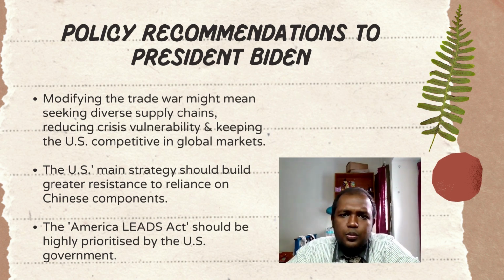So as a policy recommendation to President Biden's administration, we recommend that modifying the trade war and economic policies might mean seeking diverse supply chains, reducing crisis vulnerability, and keeping the US competitive in international markets. The US main strategy should build greater resistance to reliance on Chinese components. Although we all know that the US economy does depend on Chinese products, the US should find an alternative market. So here comes the European Union (EU) as an alternative market to the US, as they share the same viewpoint on China, as they oppose China's business policy and they also oppose the human rights abuses which occur in China.